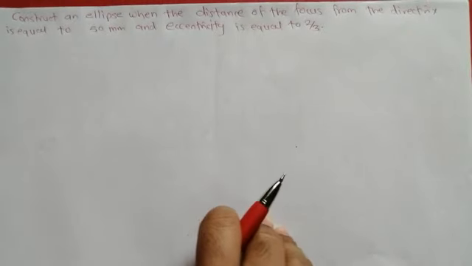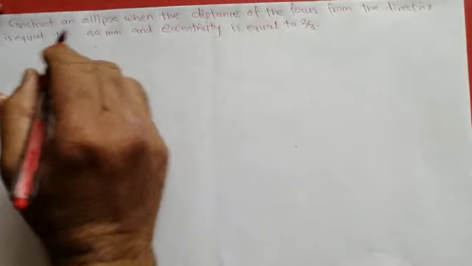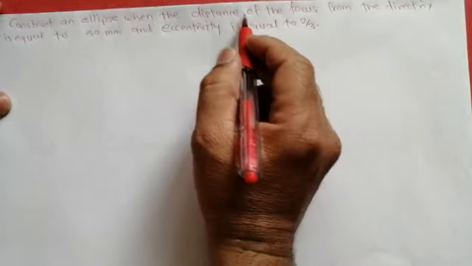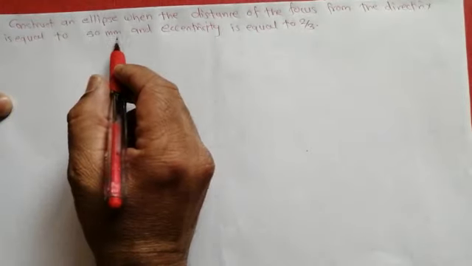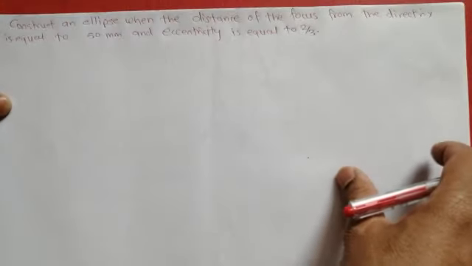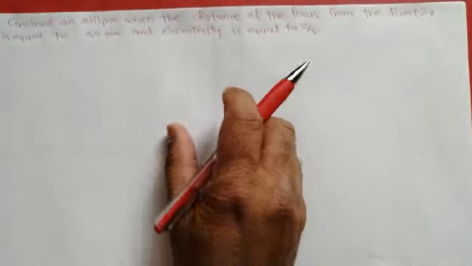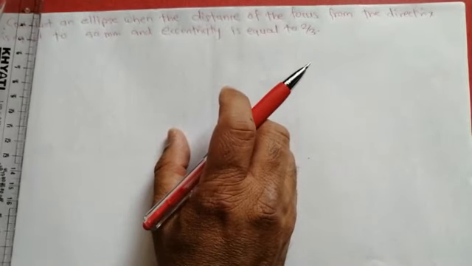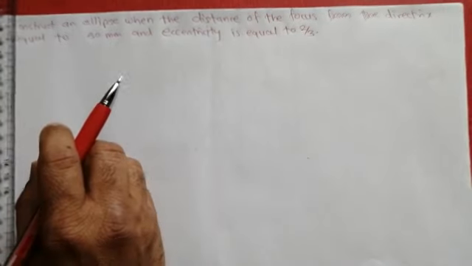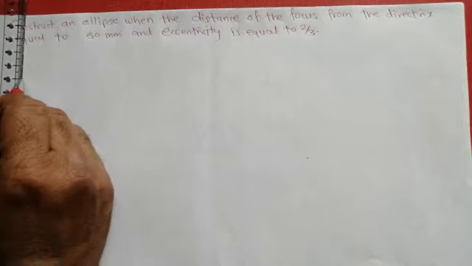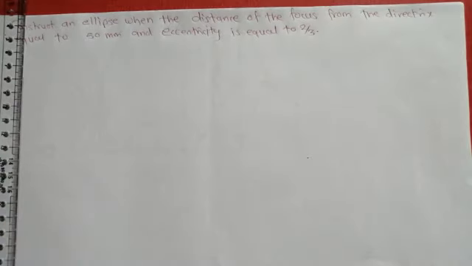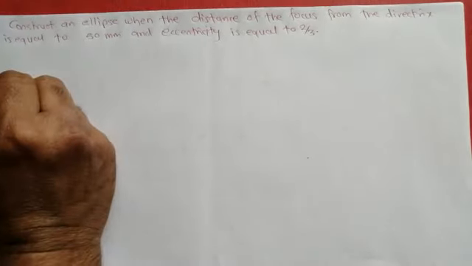Now, so as to draw an ellipse by using the focus directrix method, the statement says: construct an ellipse when the distance of the focus from the directrix is equal to 50 mm and eccentricity is equal to 2 by 3. So we have to use this data so as to draw an ellipse. Now, focus directrix, so initially we'll draw a directrix. So this is the directrix.